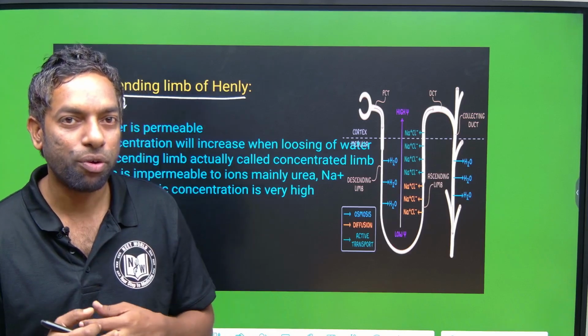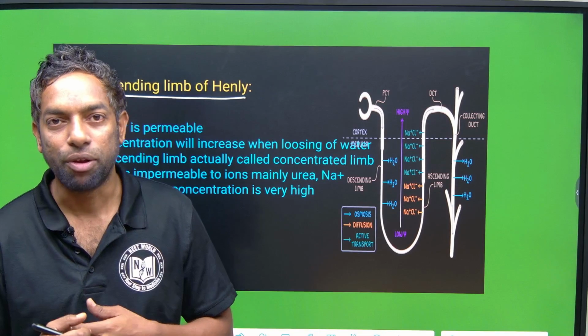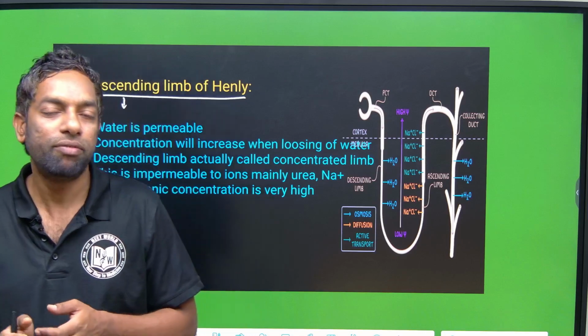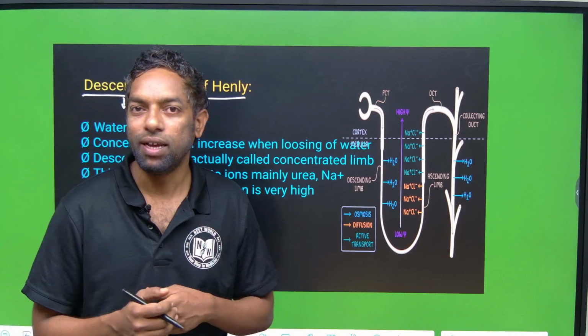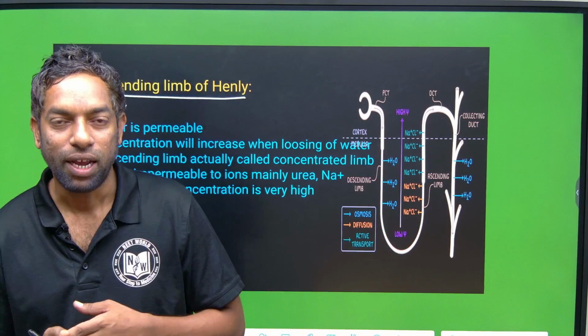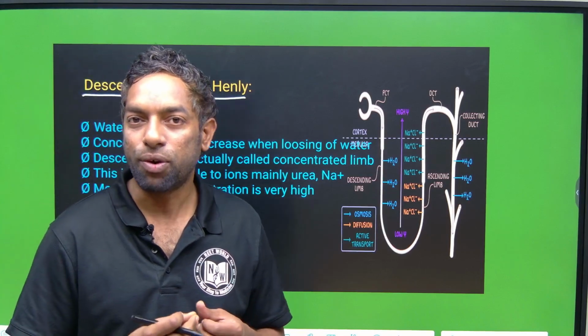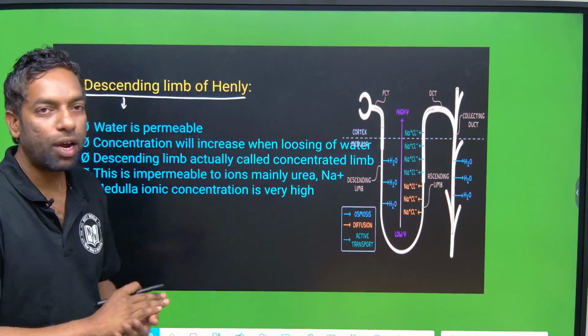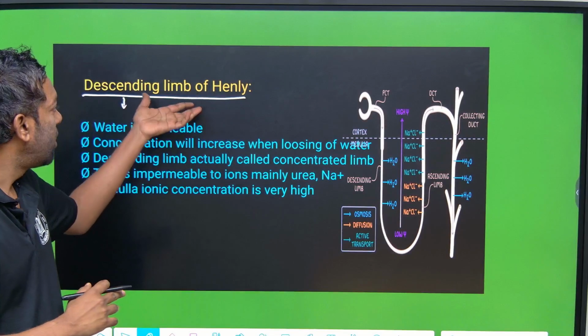Tubular is what? Tube is what? That is the renal tubule, which is part of the nephron. The nephron has different parts: PCT, DCT, Henle loop and collecting duct. Every part has a significant role in urine formation. Here we are going to discuss the Henle loop.